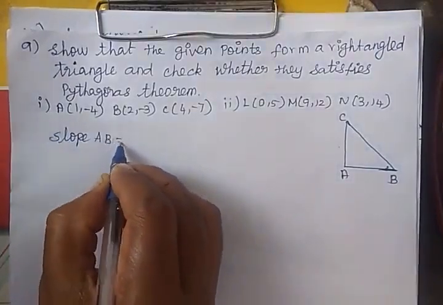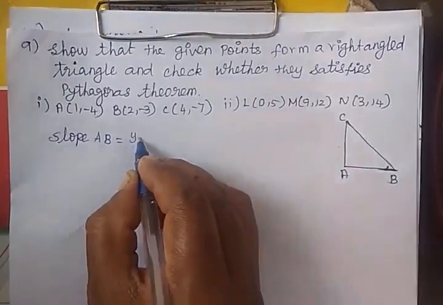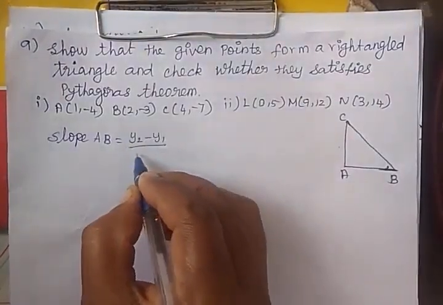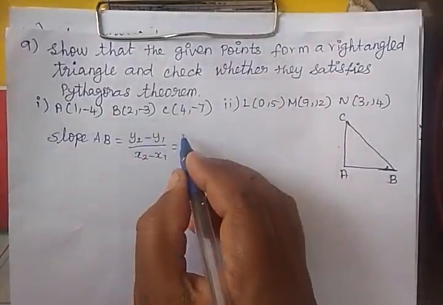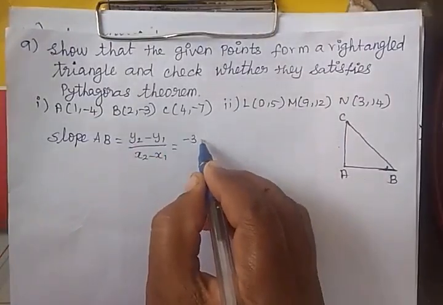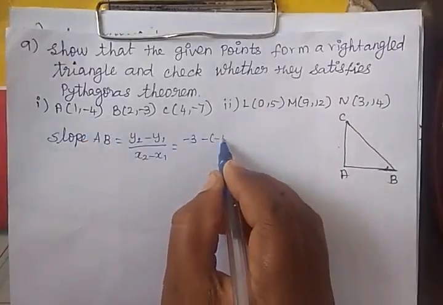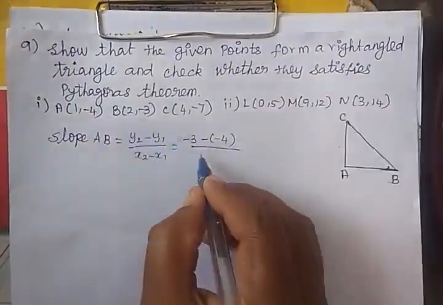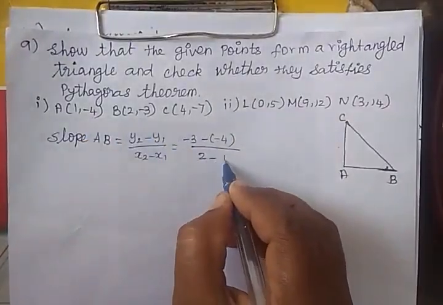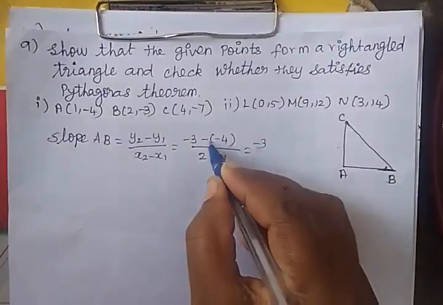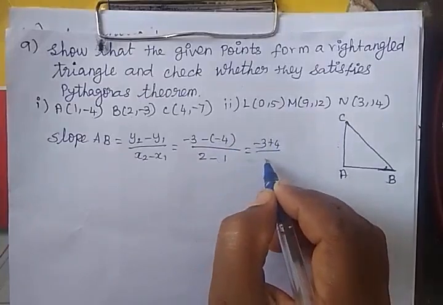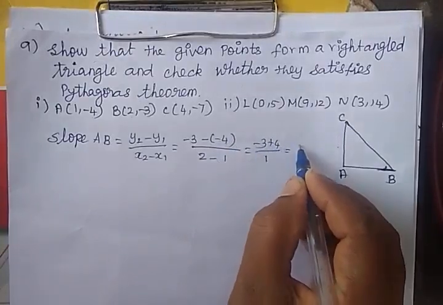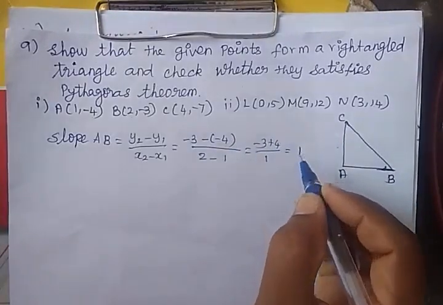AB first. The slope of AB is equal to (y2 - y1) / (x2 - x1). Here y2 is -3 and y1 is -4, x2 is 2, x1 is 1. So -3 - (-4) is plus 4, so 4 - 3 is 1, over 2 - 1 which is 1. So 1/1 is equal to 1.